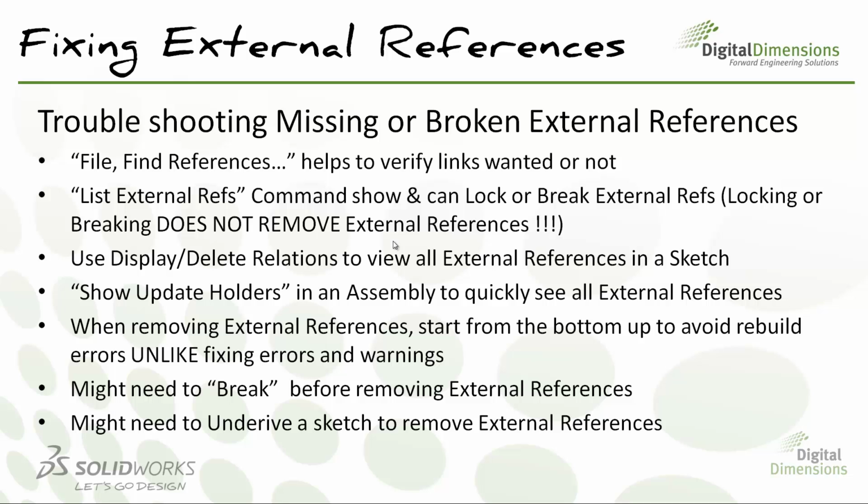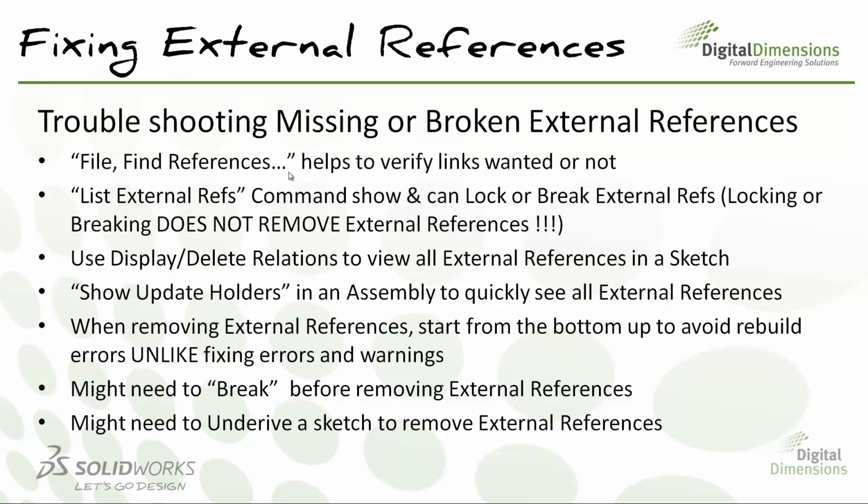While you're in a sketch, you can use Display/Delete Relations to show all the external references in a sketch. And the one I just showed a few minutes ago on the assembly was Show Update Holders. That will show any of the external references on the bottom of the assembly feature tree, which is definitely a handy utility too. One thing people get confused about is that when you fix regular rebuild errors and warnings, you work from the top down. When you remove external references, you want to work from the bottom up. One reason is to avoid rebuild errors and also to maintain the origin of your part. Your origin could move around if you start from the top down.